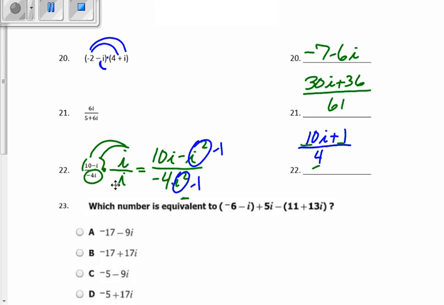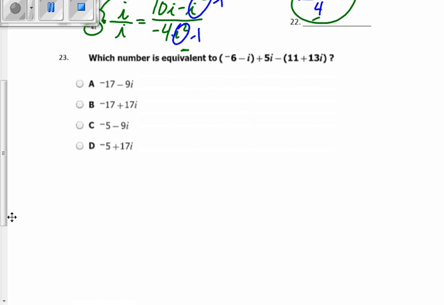Number 23, last one. Which number is equivalent? Let's get rid of these parentheses. The parentheses here, there's no need for them. You only need parentheses when you're multiplying or raising to a power. So there's no need for those parentheses. The next parentheses are there for a reason. It's like there's a negative 1 in front. Erase that, that's a little sloppy. So it's like there's a negative 1 here. A negative needs to be distributed, so it becomes minus 11 minus 13i.